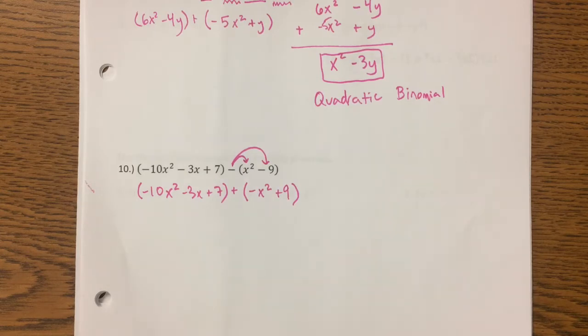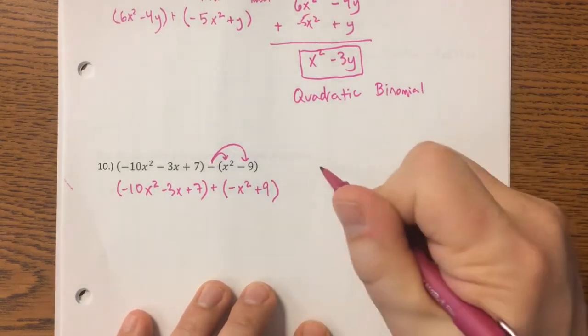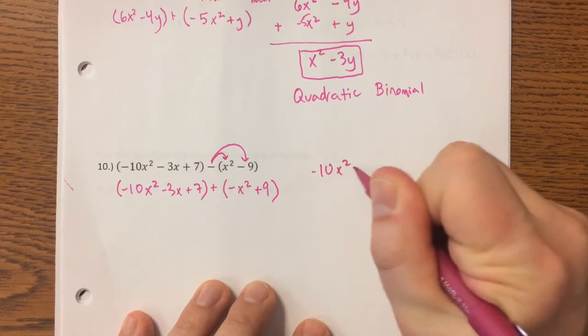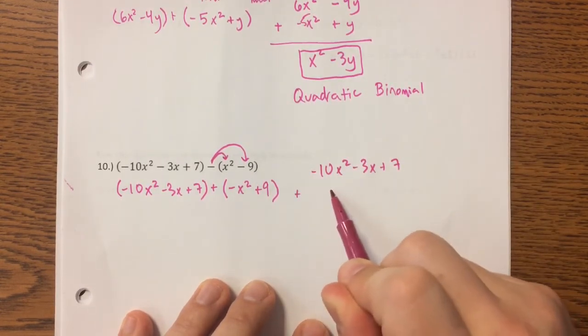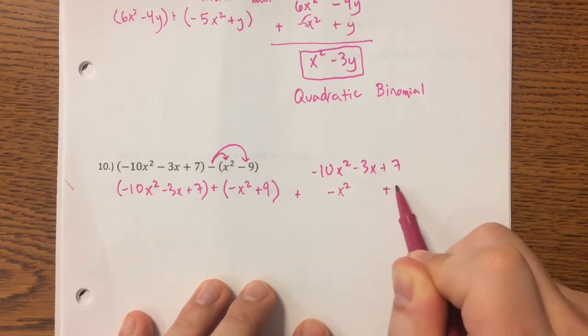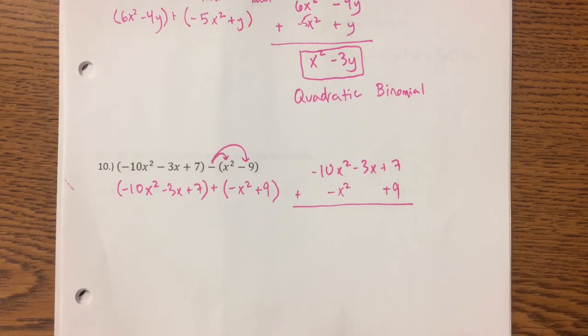Then you could just stack them and add them like you did in all the other problems. So we've got negative 10x squared minus 3x plus 7, plus negative x squared plus 9. And so now I don't even have to worry about the subtraction. Just worrying about subtracting negatives, that's usually pretty messy. This works a little better.